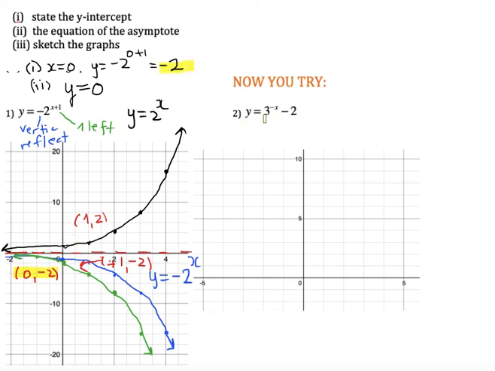For yours right here, draw the parent function of 3 to the x first. Be careful, this is inside the brackets, and this will be a vertical translation, so you will have to move the asymptotes as well. Ciao, ciao.